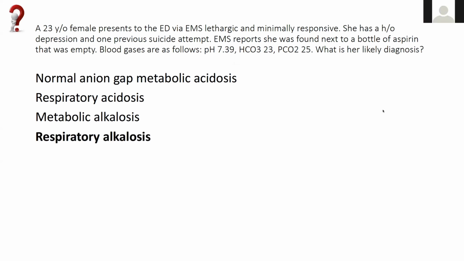What would be an example for choice A? Normal anion gap would be diarrhea, renal tubular acidosis, acetazolamide. Yeah, and then chronic aspirin use.